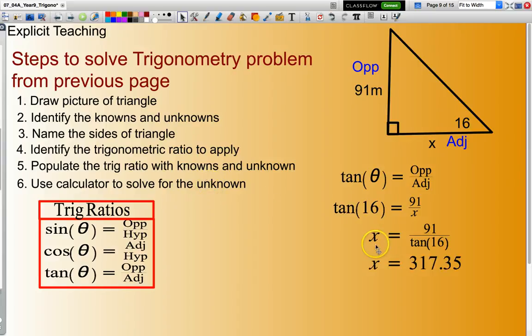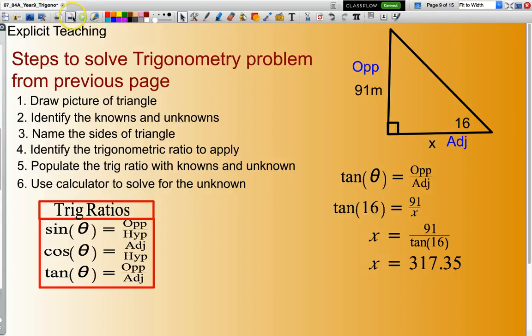So x will equal 91 divided by the tan of 16. All I've done is swapped these two around. So I moved the x up to there and tan of 16 over there. And then I just put that directly in my calculator and I'll end up with an answer of 317.35 meters. I've just given an answer to 2 decimal places.